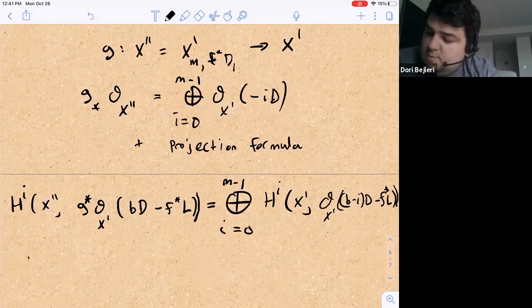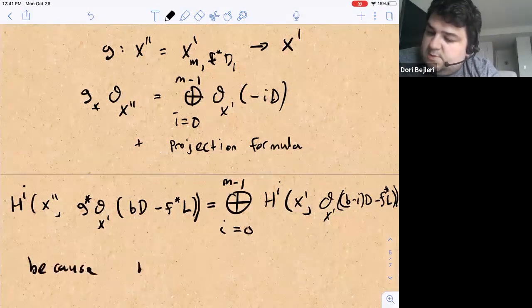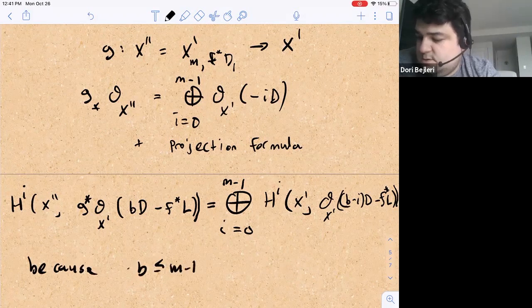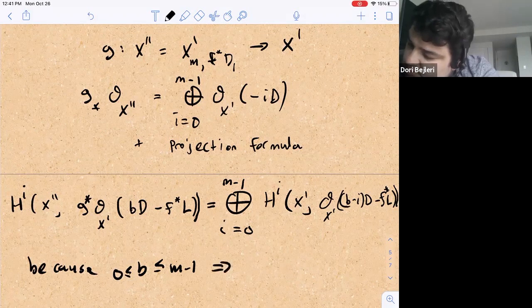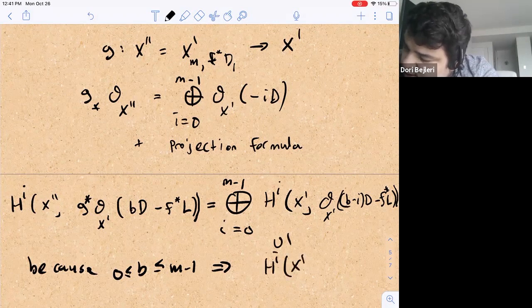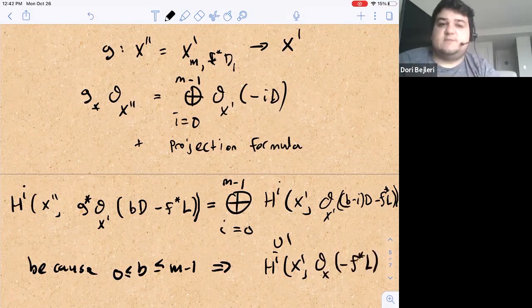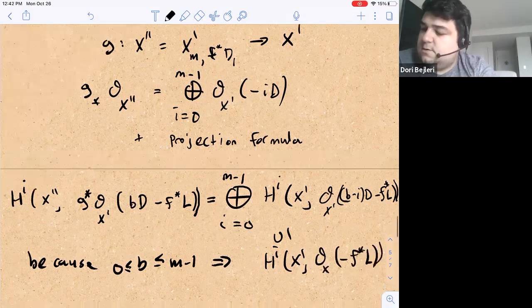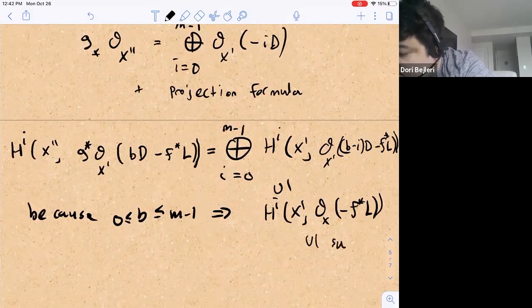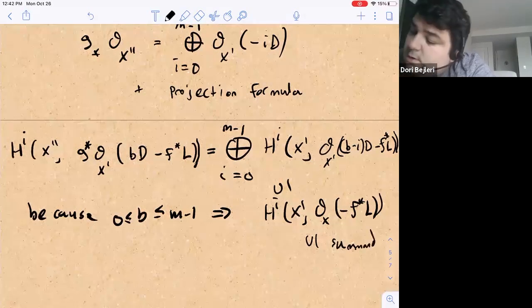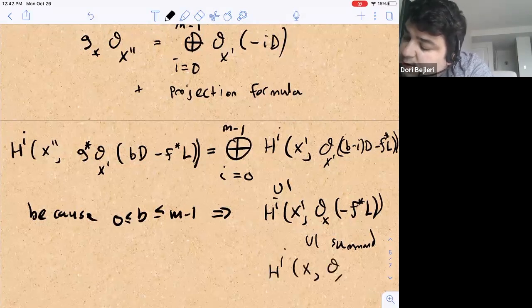Okay, so now because B is less than or equal to M minus 1, so this is where our assumption on the coefficients comes in, then we see in this direct summand one of the pieces is exactly H^i of X prime, OX prime minus F upper star L. It's exactly the piece for i equals B, which contains as a direct summand the thing we cared about, which was H^i of X, OX minus L.